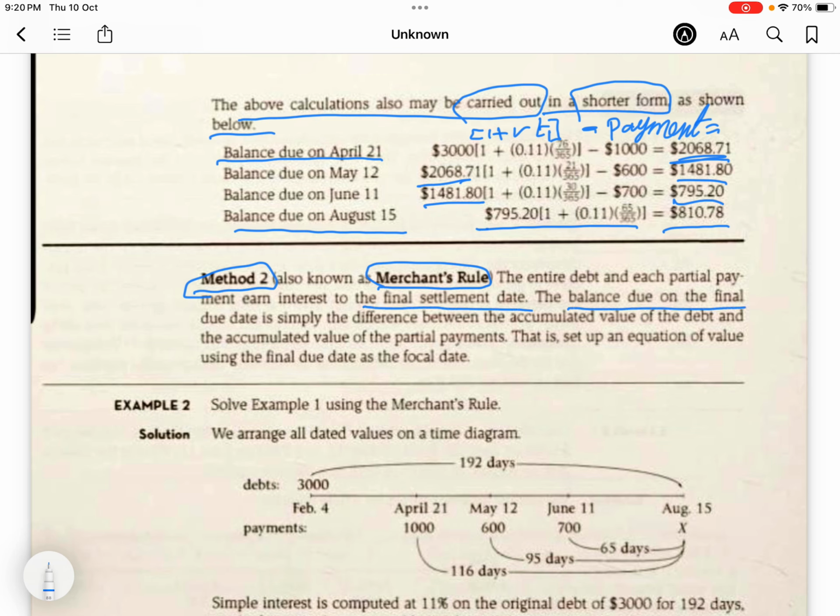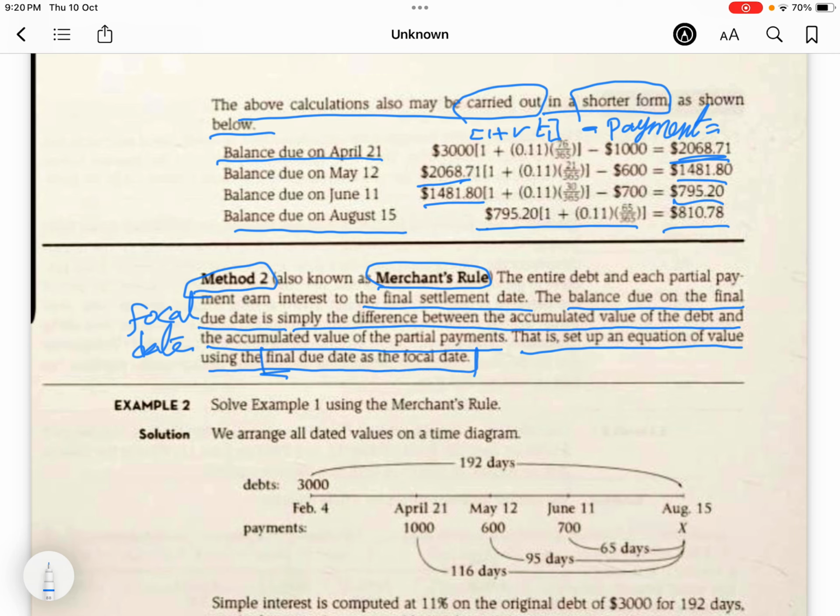The balance due on the final due date, the focal date, is simply the difference between the accumulated value of the debit and the accumulated value of the partial payments. The same equation, debits equal payments, but here with accumulated values. That is, set up an equation of value using the final due date as the focal date.